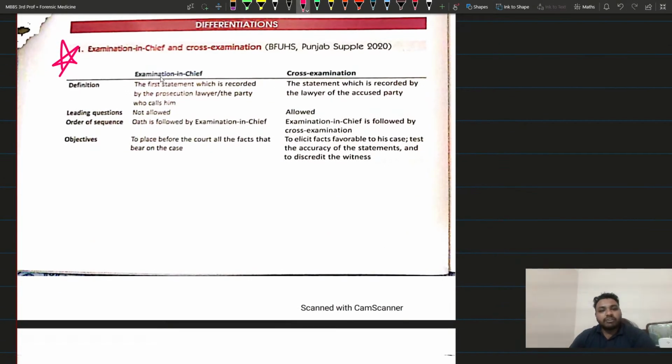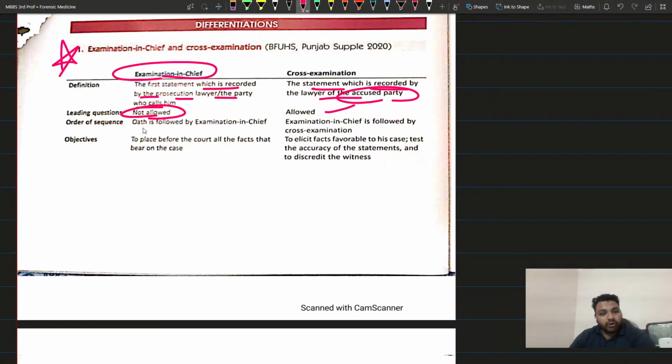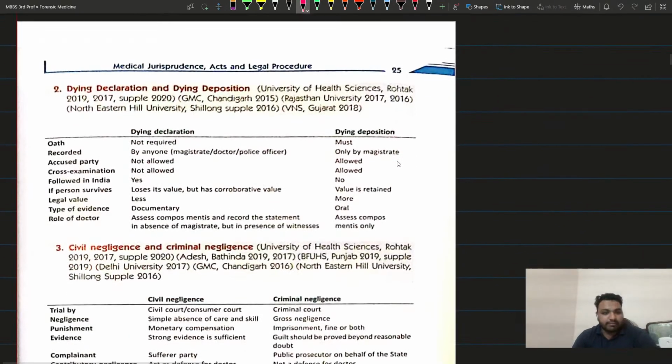Differentiation. Examination in chief: the first statement which is recorded by the prosecution lawyer or the party who called the witness. Cross-examination: the statement which is recorded by the lawyer of the accused party or opposition party. Leading questions are not allowed in examination in chief. The order of sequence: oath is followed by examination in chief, followed by cross-examination. The object is to place before the court all the facts bearing on the case, to elicit facts favorable to his case, test the accuracy of the statement and to discredit the witness.